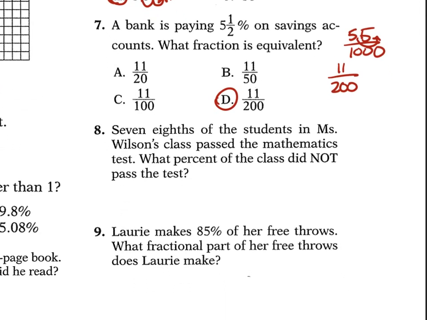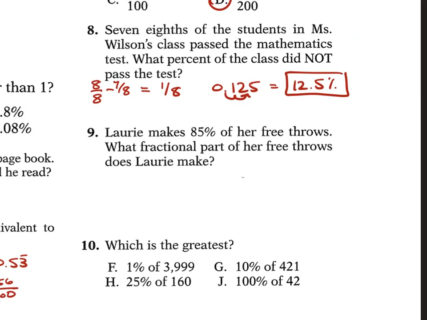8 says 7/8 of the students in Miss Wilson's class passed the mathematics test. What percent of the class did not pass the test? So this is out of a whole. So that's 1/8 of the class that did not. 1/8 is the same thing as 0.125. So that's 12.5%. For number 9, it says Lori makes 85% of her free throws. What fraction part of her free throws does Lori make? So that's just 85 over 100, which simplifies to be 17 over 20.